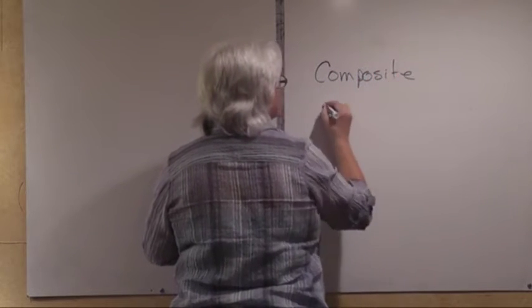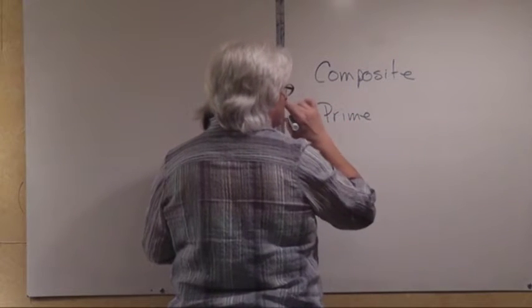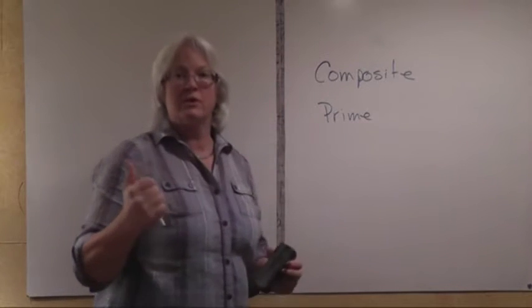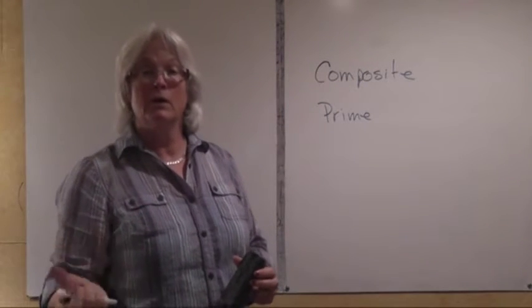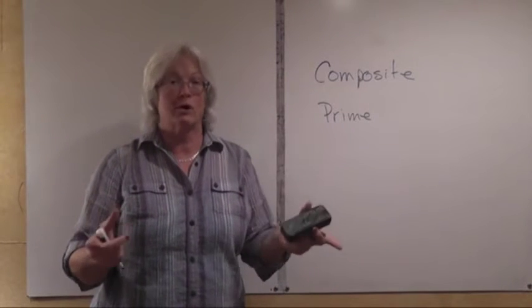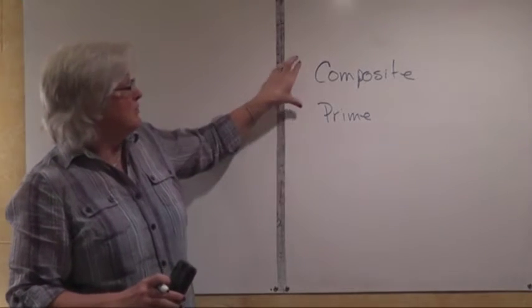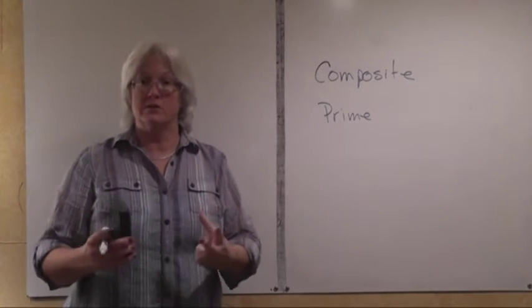Composite and prime. And then you do have to remember that you have the number 0 and you have the number 1. And they are neither prime nor composite. They are just 0 and 1.